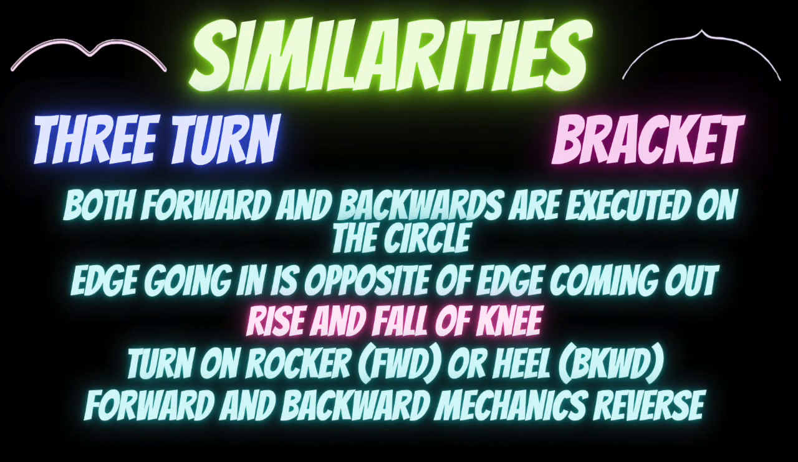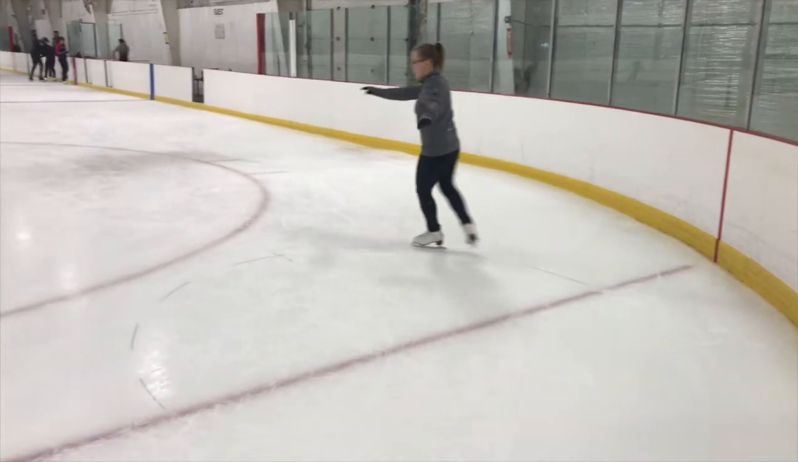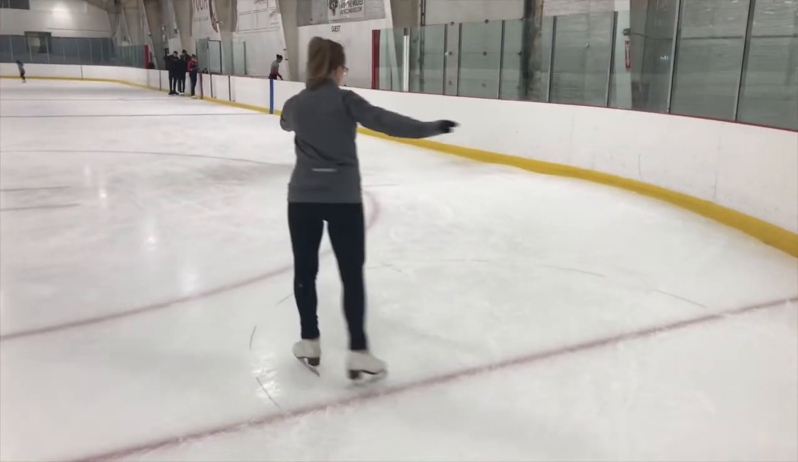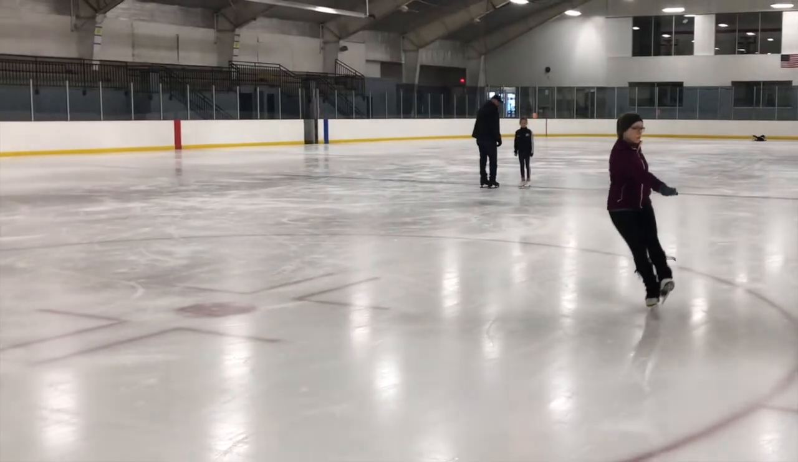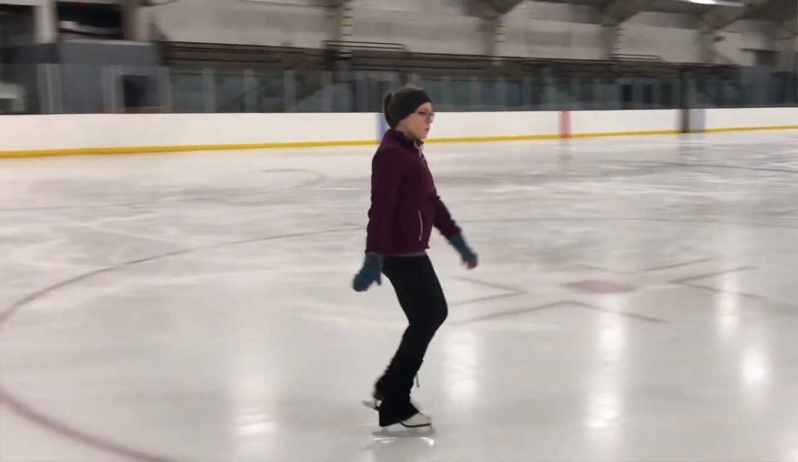The next similarity is our knee bend, the rise and fall of our knee. When we do our 3 turn, we sink down into our knee during that initial edge, and during the turn, we flip our hips 180 degrees. We rise up in our knee a little bit to do that turn, and then we sink right back down. So we have the down, up, down motion.